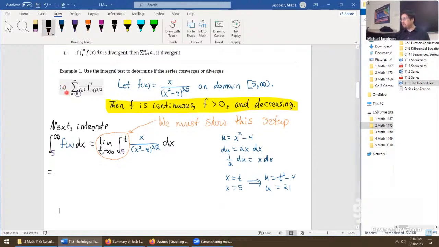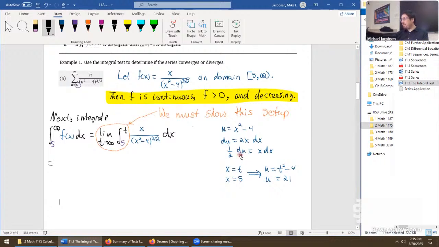So let's put all that together. Finalizing this integral, we have the half du coming out. So here's 1/2 in front of even the limit, as t goes to infinity. These are our new limits of integration, 21 to t squared minus 4. The x dx became the half du, and now we have all of 1/2 du.